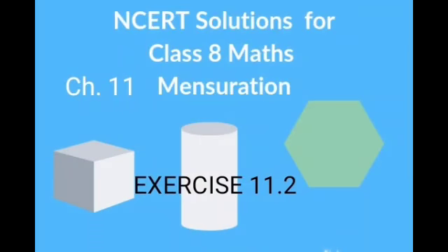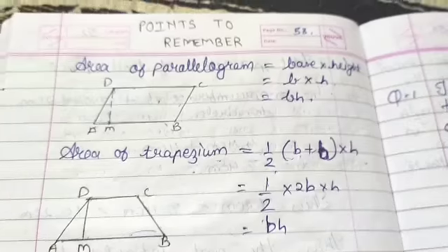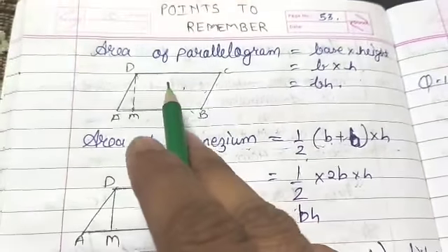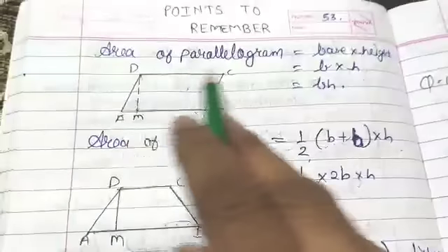In this video, we will do exercise 11.2 of chapter Mensuration, Standard 8. Now, before starting exercise 11.2, we have to remember these two formulas, that is, the area of a parallelogram.